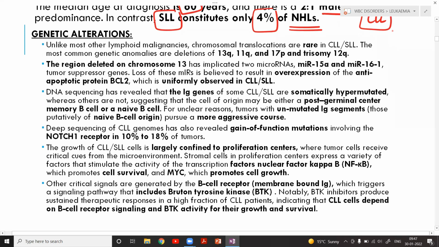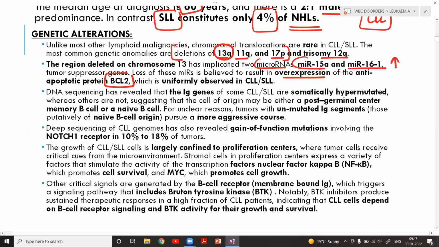Now comes the most boring part that you all do not like, but unfortunately you have to remember this part. The most common chromosomal abnormalities seen are those which involve chromosome 13q, 11q, and 17p. So there are deletions of these particular chromosomes, and there is trisomy 12. Now, the deletion of 13q implicates two microRNAs, that is microRNA 15 and microRNA 16. Loss of these microRNAs leads to overexpression of an anti-apoptotic protein, that is BCL2.